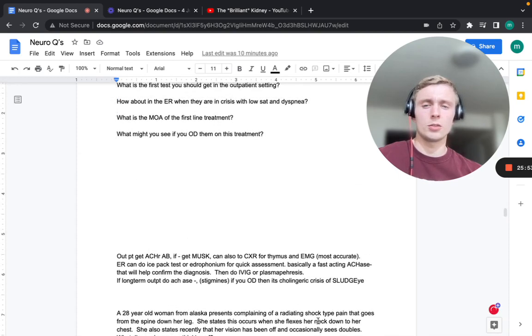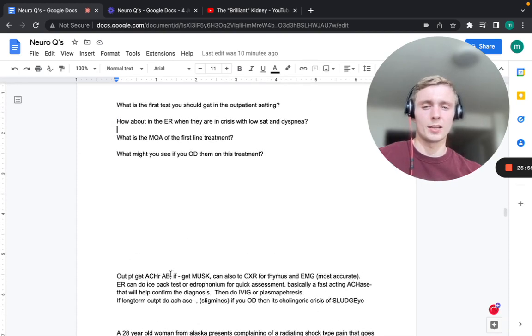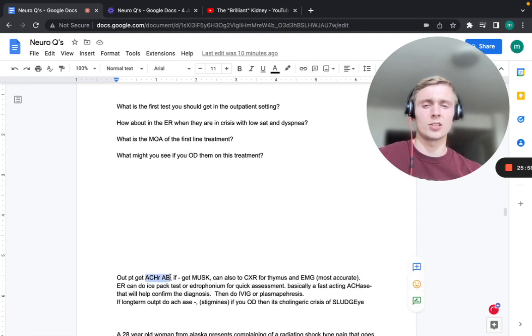So outpatient, you would get an acetylcholine receptor antibody test. So you get an ACH receptor antibody test. If it's negative initially, then you can get also the MuSK. So it's important to know that for myasthenia gravis outpatient, acetylcholine receptor antibody test, if it's negative, get the MuSK. And you can also get a chest x-ray too, like we said, for the thymus gland. And an EMG is the definitive test, which is most accurate. So the repeated nerve stimulation leads to that wearing off, and you can really see that you're having a problem with the acetylcholine in the postsynapse.